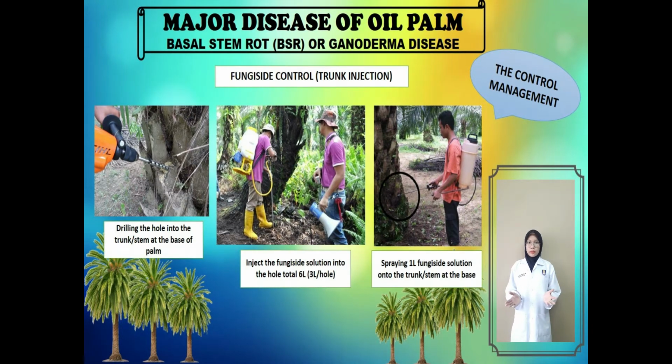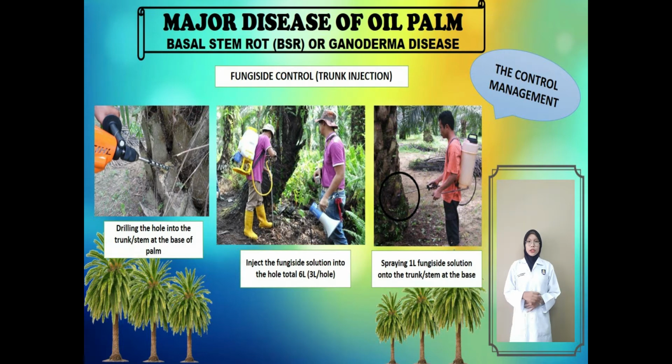Thirdly, for control management is fungicide control. It is a trunk injection. There are two types of fungicide used in the trunk injection. Firstly, hexaconazole. Secondly, tetraconazole. The method for trunk injection, firstly, remove the front bud by using a chisel or chainsaw.